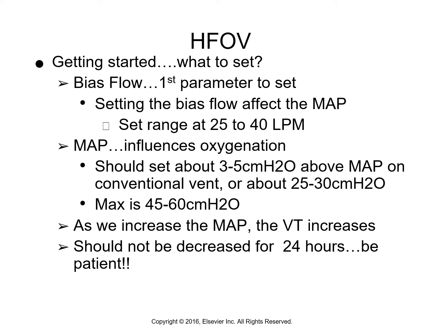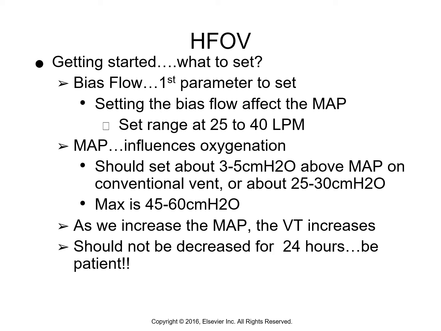So bias flow is actually one of the first parameters that you set. The typical range is about 25 to 40 liters per minute. Setting the bias flow affects your mean airway pressure, which influences your oxygenation. The mean airway pressure is also an adjustment, but I want to talk just a little bit longer about the bias flow before we move to the actual mean airway pressure.